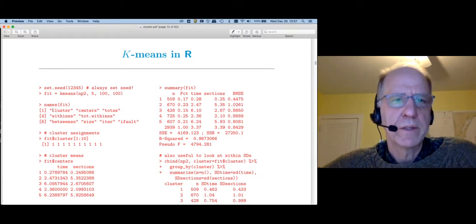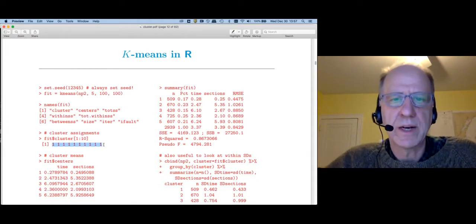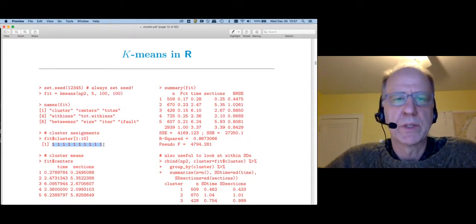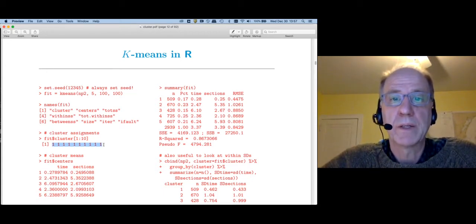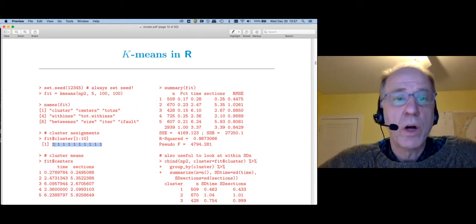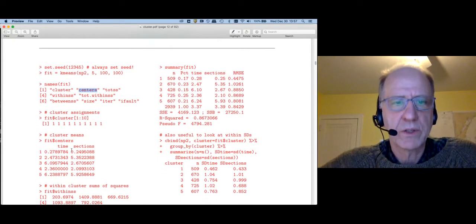So fit$cluster gives the cluster to which observation i was assigned. Another way to think about this is it assigns it to the closest cluster in the Euclidean sense. Because remember, we're minimizing the sum of squared errors, and those errors correspond to squared Euclidean distances. So the first 10 observations all got assigned to cluster 1. The centers argument gives the cluster centers.